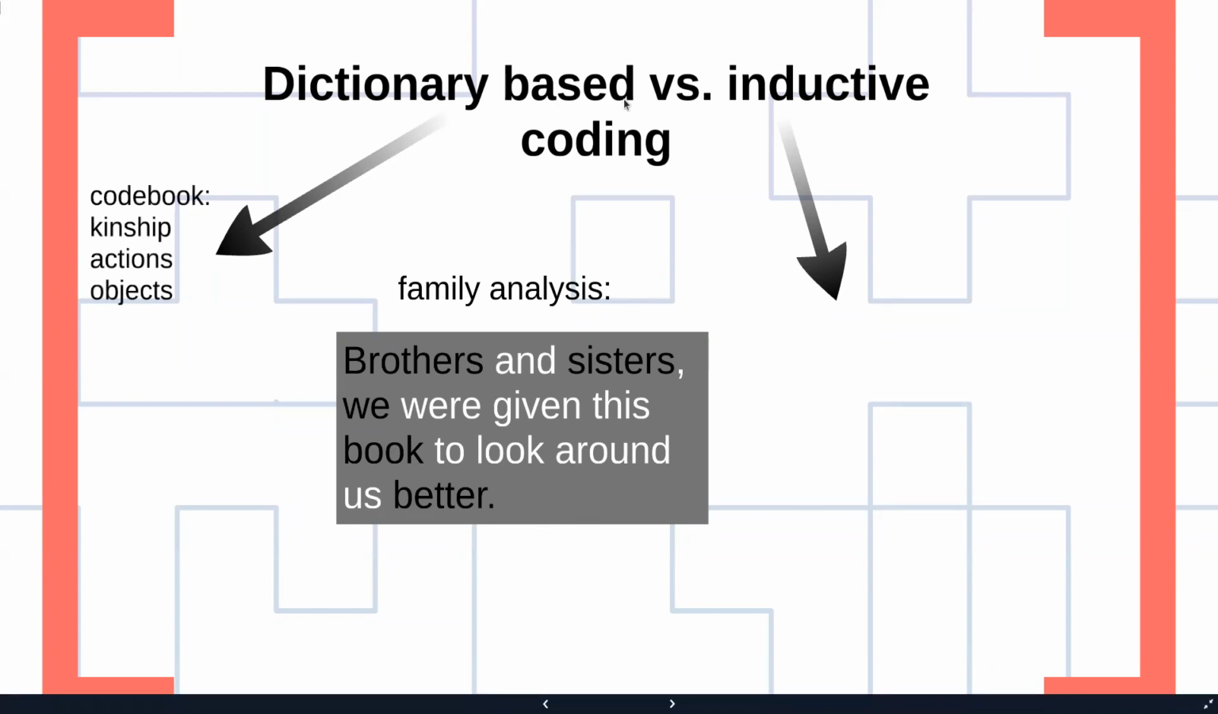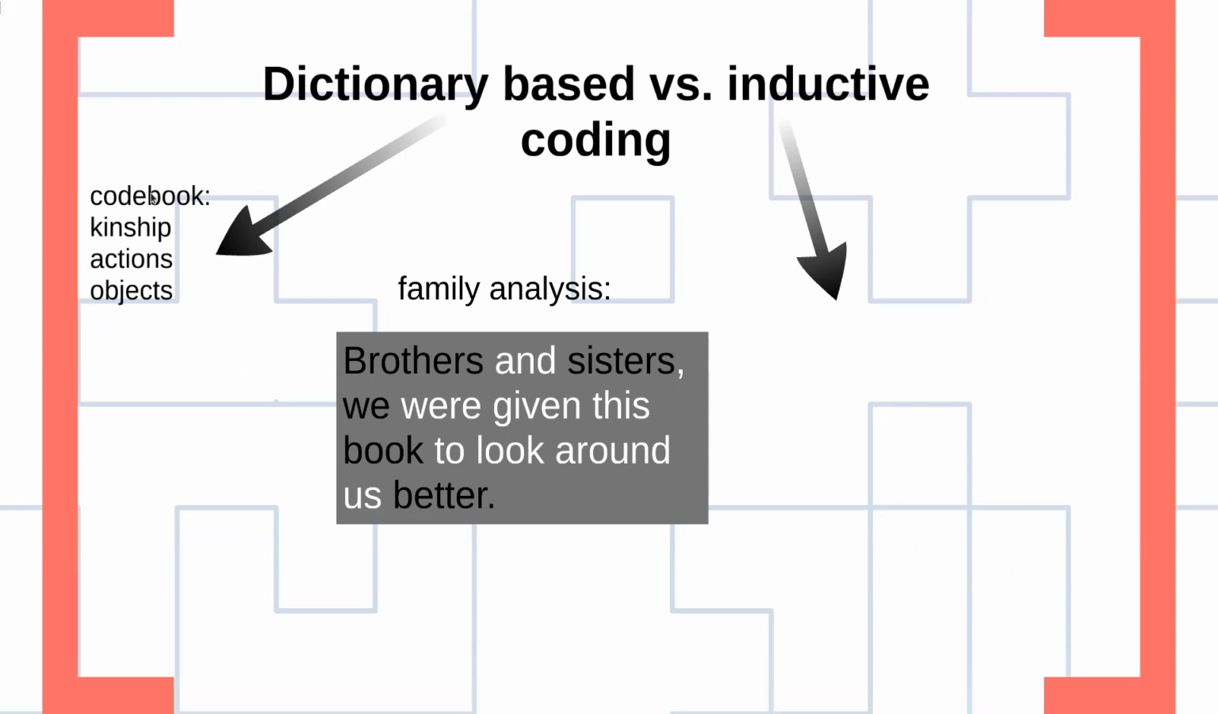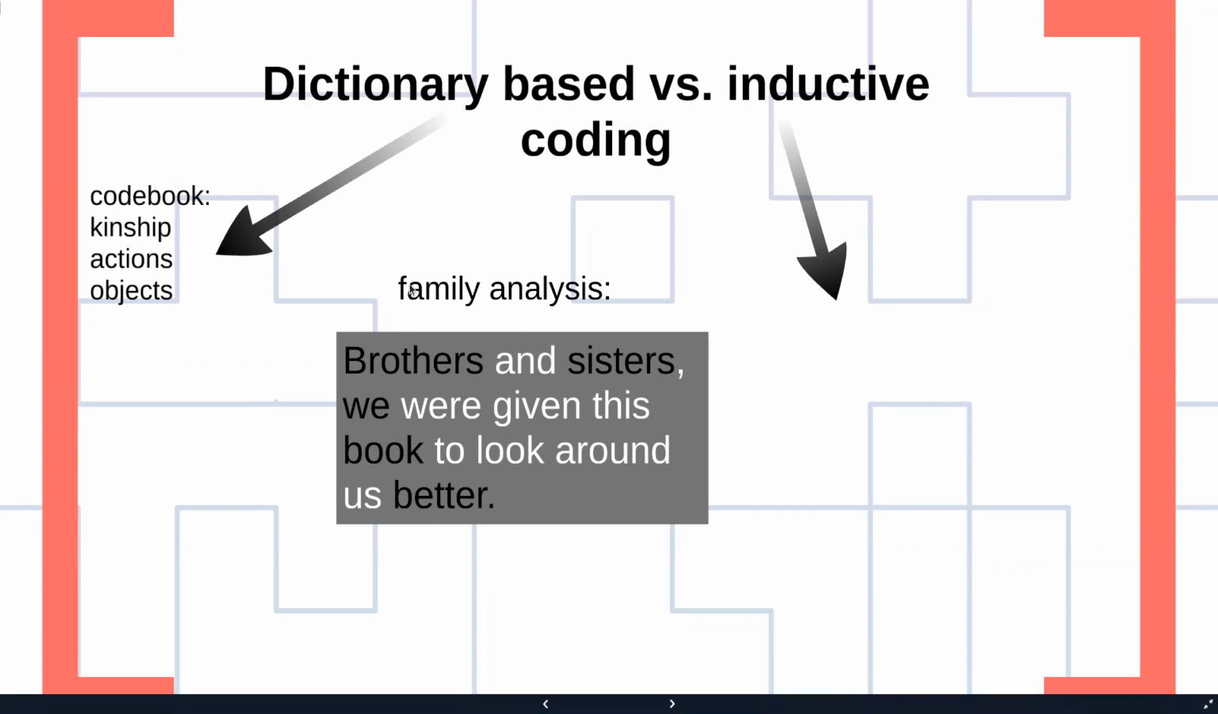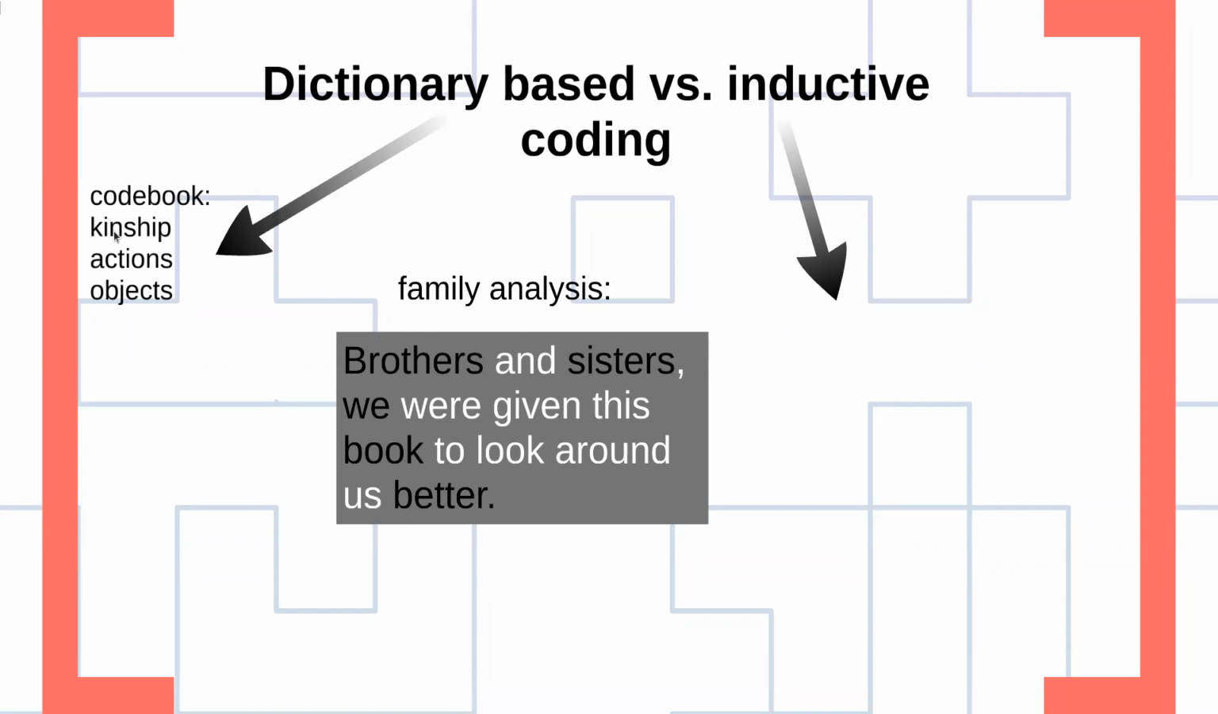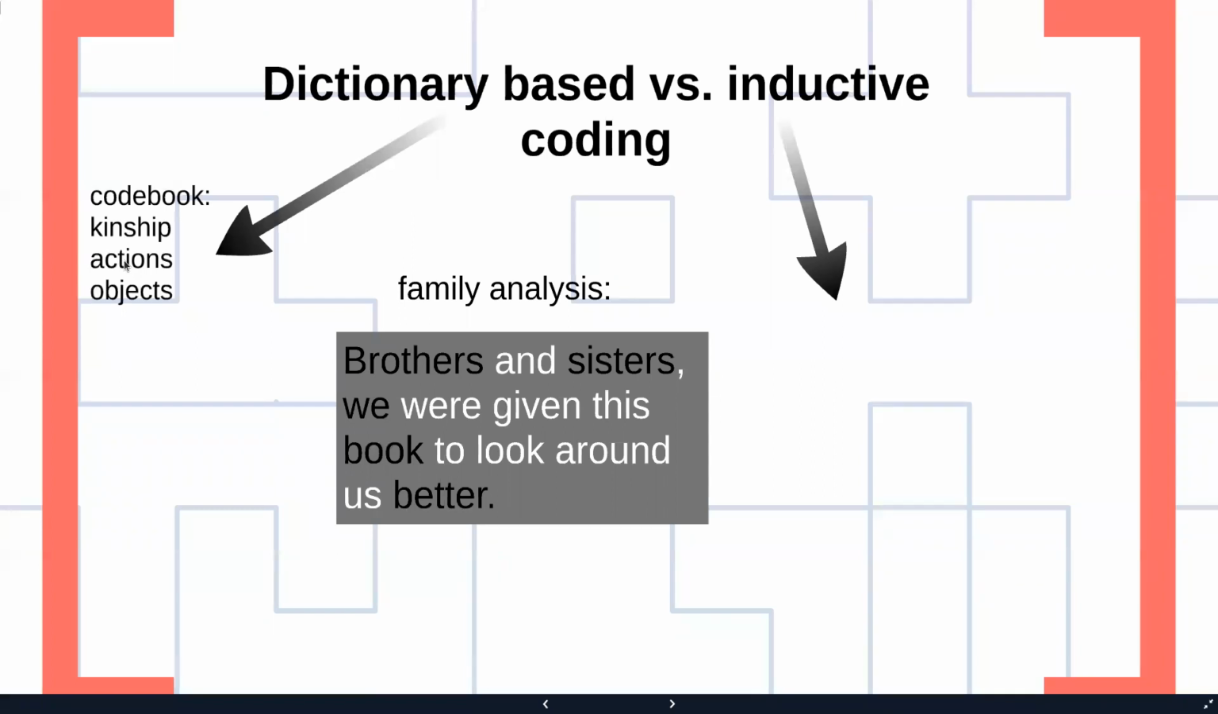For dictionary-based, or deductive coding, we start with a code book that was generated in another study, or theoretically. We suppose that in family analysis we are interested in kinship relationships, like mother, father, brother, sister, etc., the actions that happen within a family, and objects that occur within a family.